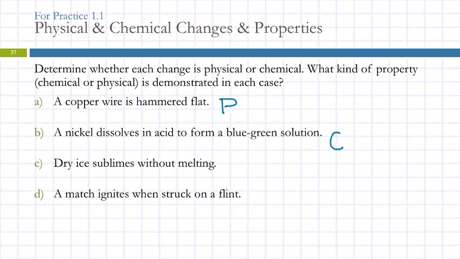Okay, dry ice sublimes without melting. Is that chemical or physical? Physical. I'm not sure why they put that one in there, because we just had that nice illustration of it. How about a match ignites when struck on a flint? Chemical. So that match, you strike it on a flint, it bursts into flames, and then you blow it out before you burn your fingers, right? Could you do it again? Is the match going to work anymore? No. It's been changed. And if we think about it, we understand that the individual particles that make up that match have been changed. Any questions?